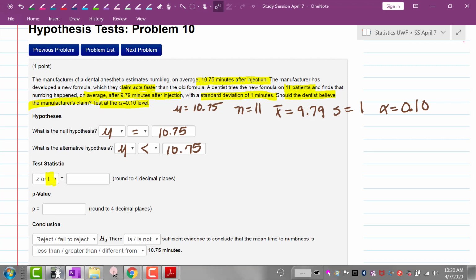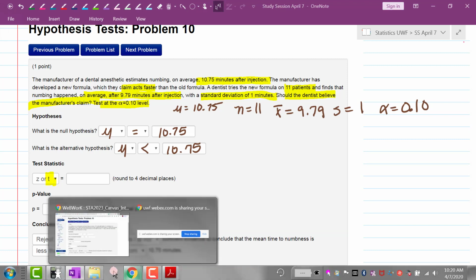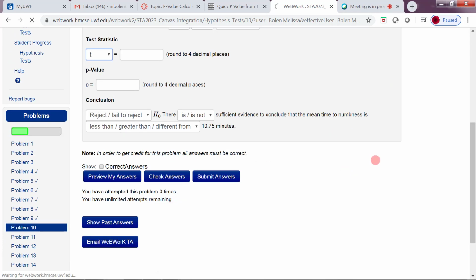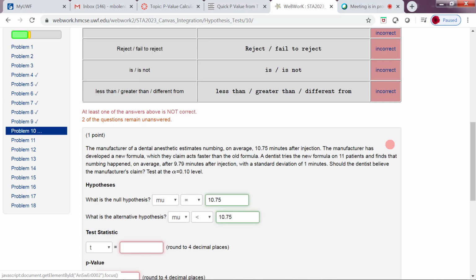So let me see how everybody else is doing before I go any further. Let me go ahead and fill this in. So mu is equal to 10.75. Mu is less than 10.75 because I need to substantiate the claim. It's going to be a T. Submit answers. And there we go.